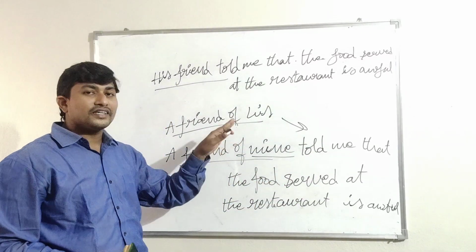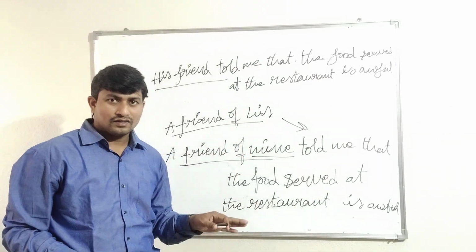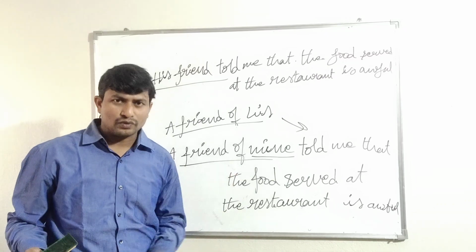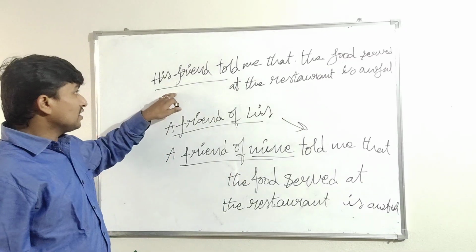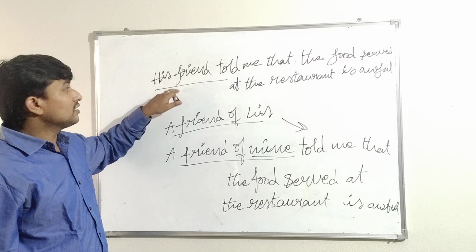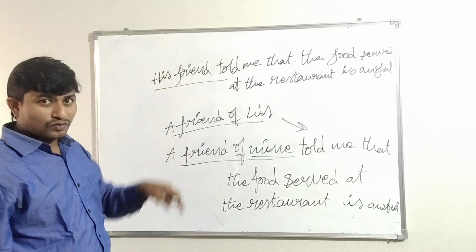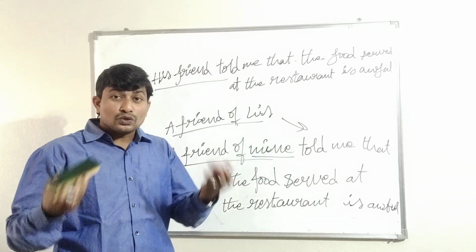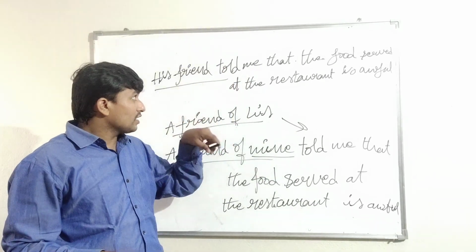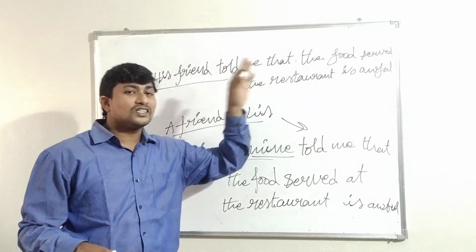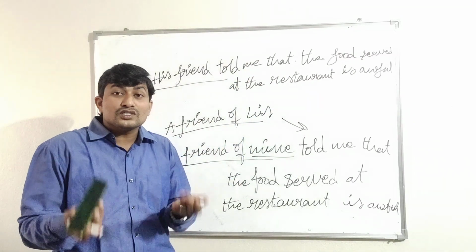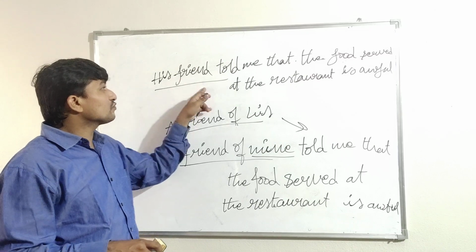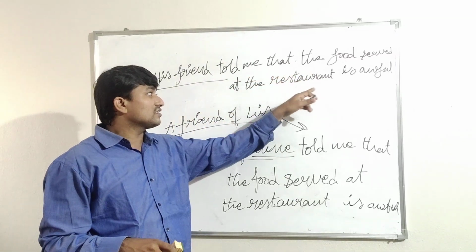Here the friend is not specified. One of his friends, but who is that? I don't want to specify. So one of the fellows. But see here, I specified his friend. The person is known to us who told us that the food served at the restaurant is awful. So as the person is known to us, I specified. So that's why I have used "his friend told me that the food served at the restaurant is awful."